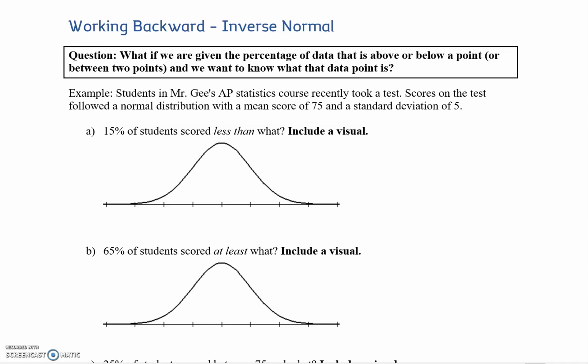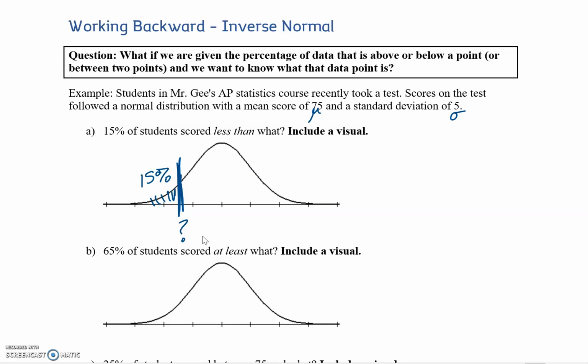So let's use Mr. G's class again. So we've got a mean of 75, standard deviation of 5. So I'll remind us, mu and sigma. And so if we want to know 15% of students scored less than what value? So there's some value, we don't know what it is. There's some cutoff place where 15% is below that point. So we want to know, okay, what is that data point? Basically, what is that score?